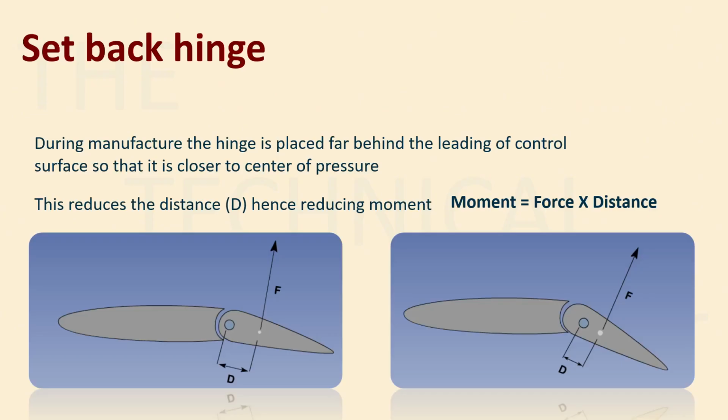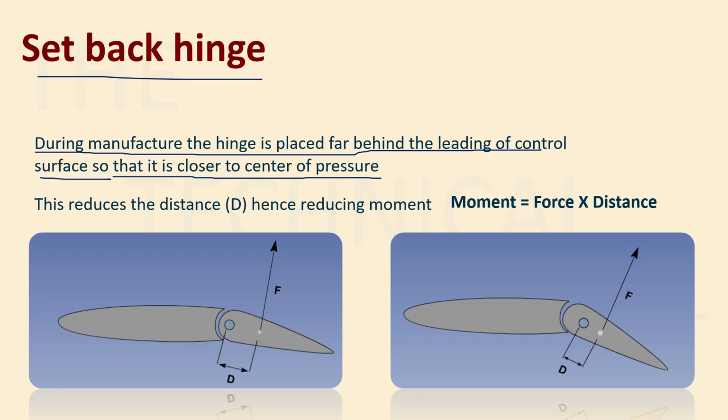All right. So what is a setback hinge? Setback hinge is where, during manufacture, the hinge is placed far behind the leading edge of the control surface so that it is closer to the center of pressure. So what is our purpose? We want to reduce the pilot's effort to move the control, right? And how much effort does a pilot need to apply? It depends on the moment of your control surface. And moment is always force multiplied by the distance. So if we reduce the moment, then the effort required by the pilot will also be reduced, right?